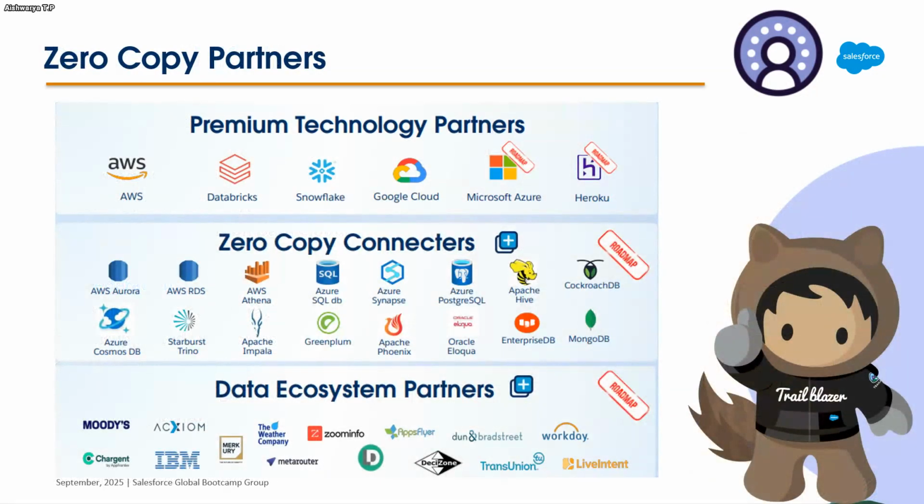Okay, so we have some zero copy partners available. You can see zero copy connectors and zero copy premium technology partners available. As of today, these four applications are available as zero copy partners. If you are currently using AWS, Databricks, Snowflake, or Google Cloud, you can make use of that as direct zero copy. Again, what we see here as AWS, that is Redshift. No other application. If you are using Redshift, then you can make use of zero copy directly.